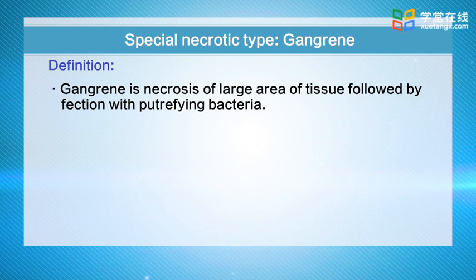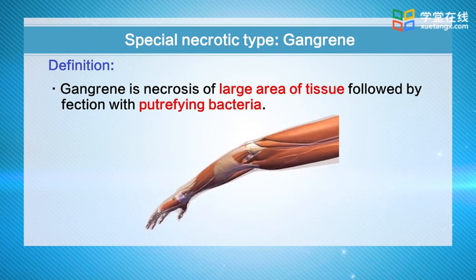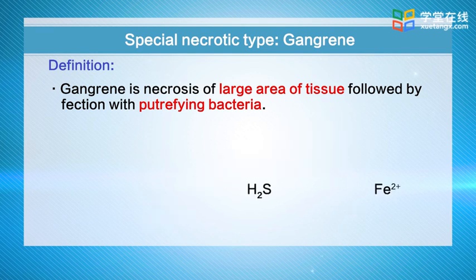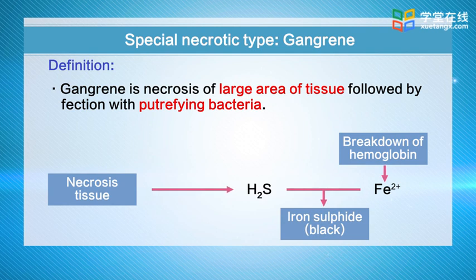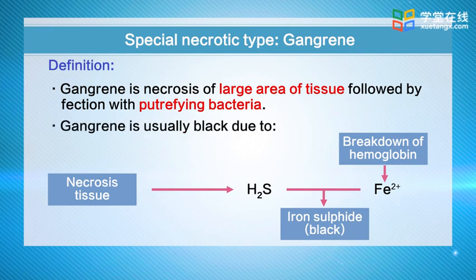Gangrene is necrosis of a large area of tissue followed by infection with putrefying bacteria. In this definition, please note large area and putrefying bacteria infection. Examples of a large area is a whole appendix or a limb. At the same time, putrefying bacteria will lead to the changes in color and characters of necrotic tissue. Gangrene is usually black due to putrefying bacteria infection.